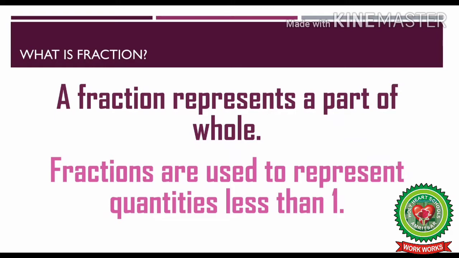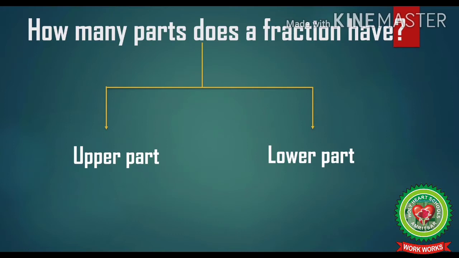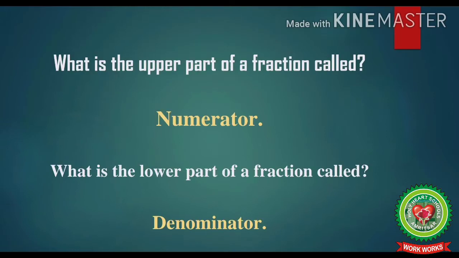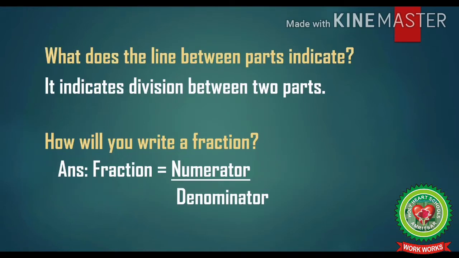A fraction represents a part of whole. Fractions are used to represent quantities less than 1. A fraction is divided into two parts, upper part and lower part. The upper part of a fraction is called numerator and the lower part of a fraction is called denominator. What does the line between parts indicate? It indicates division between two parts. We write a fraction as numerator, then the division line, and then the denominator.